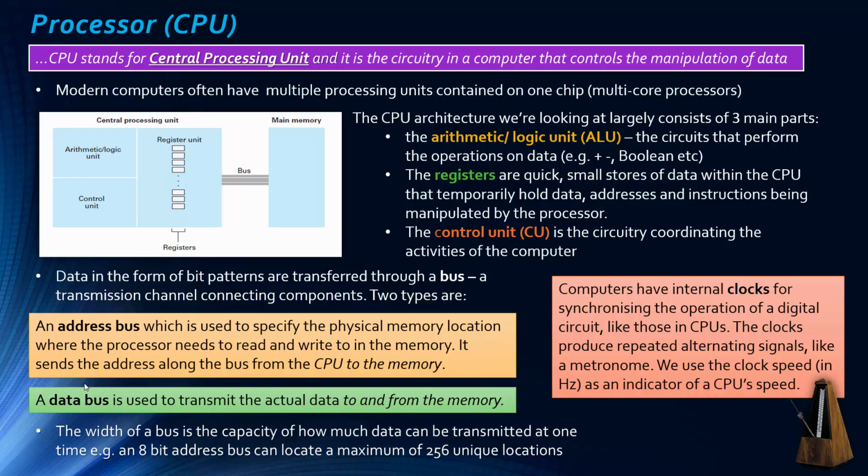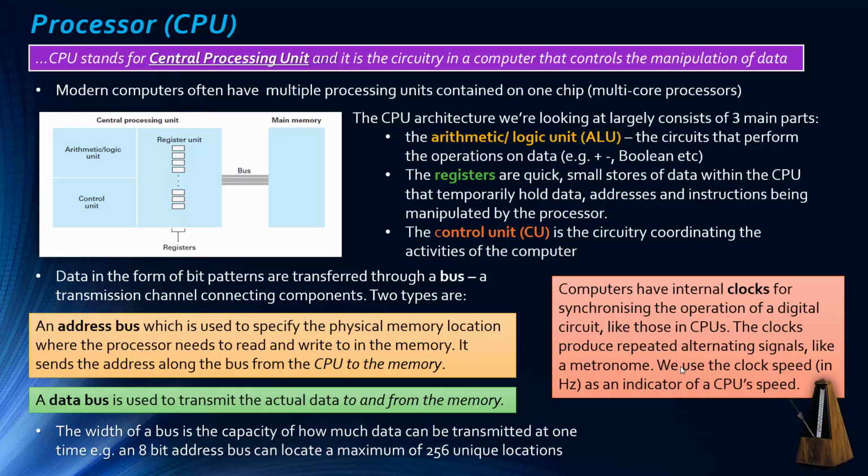And so CPUs have clocks too, or a clock. The clock produces repeated alternating signals like a metronome. So this is a metronome, and in music, I think, it helps people keep to the beat. And really it's that kind of clock.